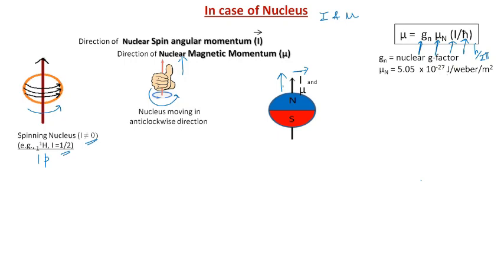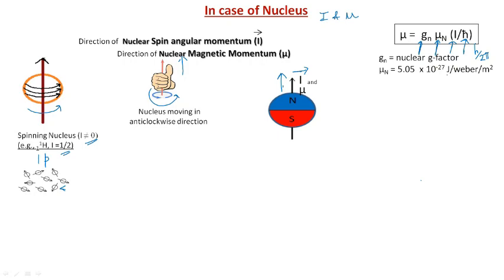This can be understood by this figure. Here in this case, the circles represent the nuclei which are present in the given sample, and this arrow which passes through the center is the direction of the nuclear magnetic moment which is created by the spinning charged nucleus.